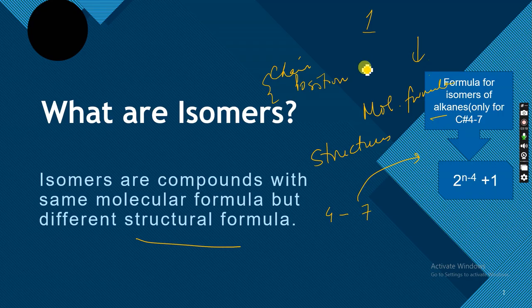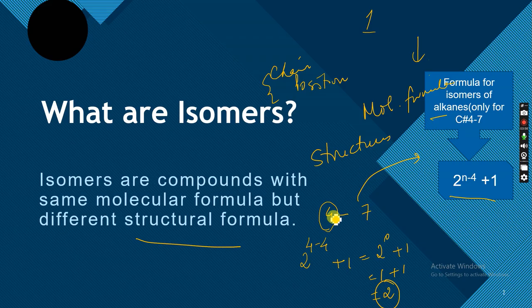The formula is 2 to the power n minus 4, plus 1, where n stands for the total number of carbon atoms present in the compound. For butane, n is 4, so 2 to the power 4 minus 4, plus 1. 4 minus 4 is 0, anything to the power 0 is 1, so 1 plus 1 equals 2. So butane has 2 isomers.